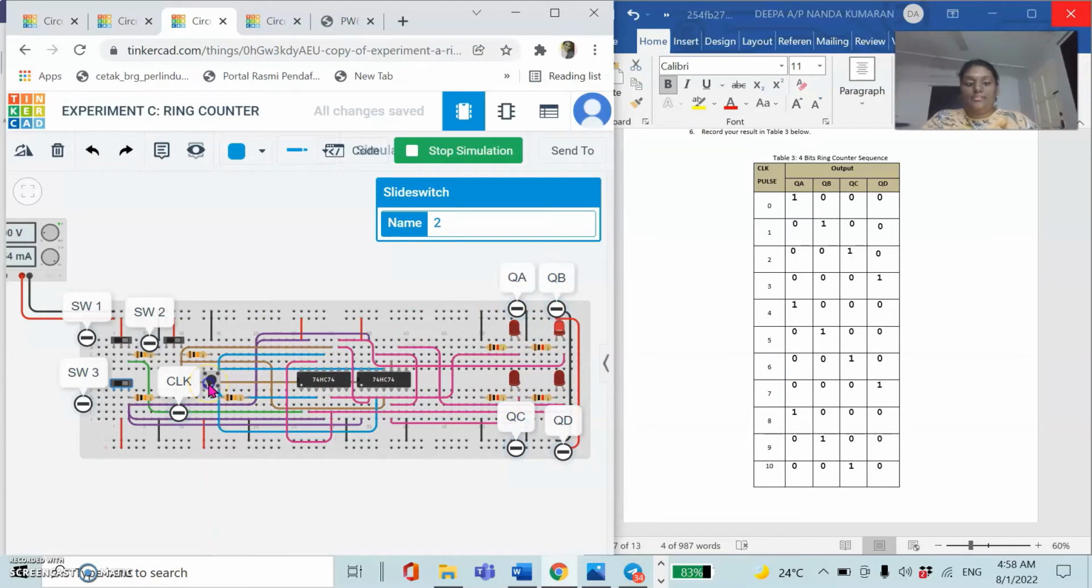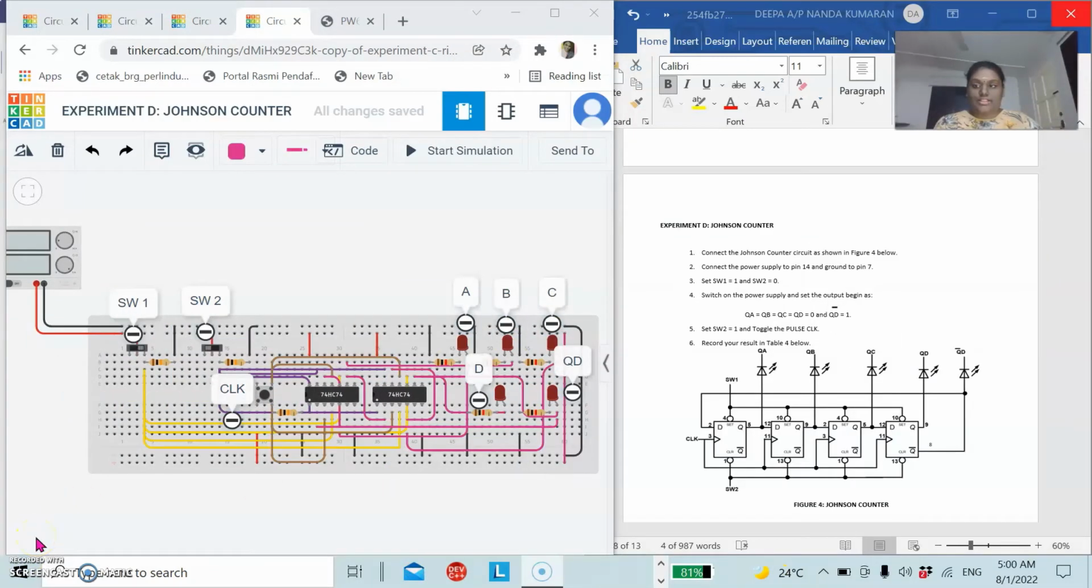Then clock 5, QB is 1, others all 0. Clock 6, QC is 1, others all 0. Clock 7, QD is 1, others all 0. Clock 8, QA is 1, others all 0. Clock 9, QB is on, others all 0. And last is clock 10, QC is 1 and the others all 0.